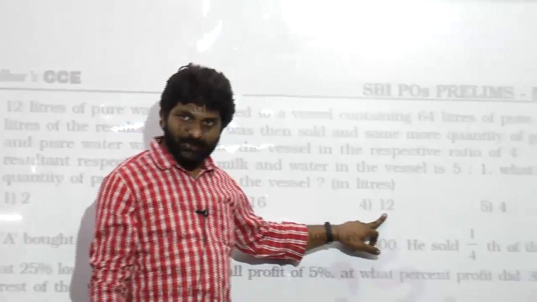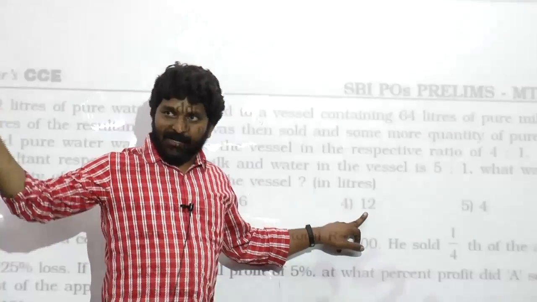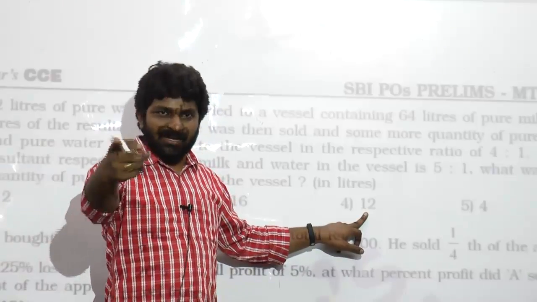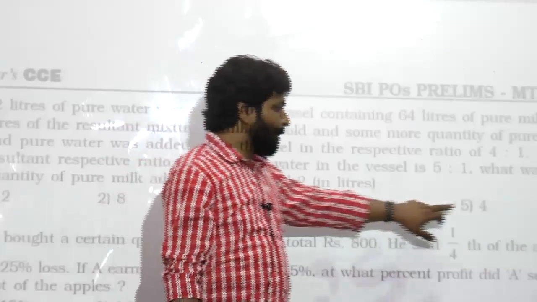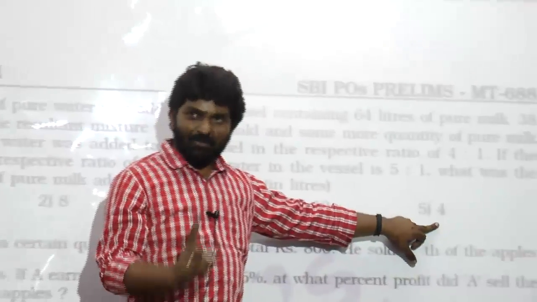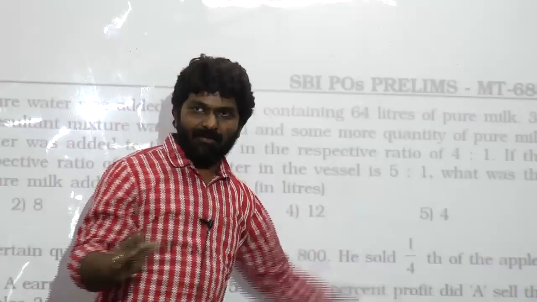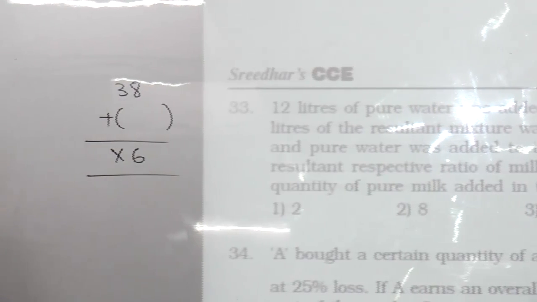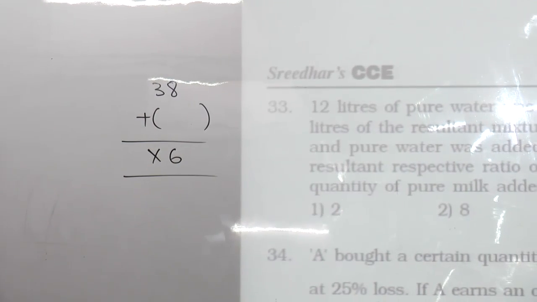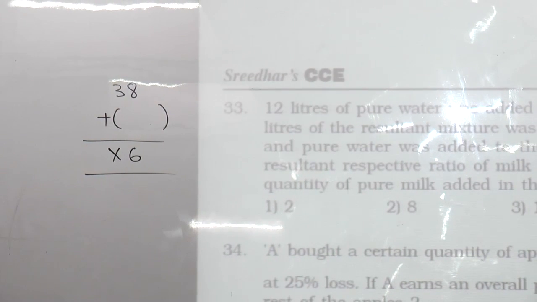4 parts is 12, 1 part is 3, total 15. 38 plus 15, an odd number, is not a multiple of 6, not possible at all. 4 parts is 4, 1 part is 1, total quantity 5. When you add 5 to 38, again you will get an odd number. So that is not a multiple of 6. So only option 8. Elimination process.